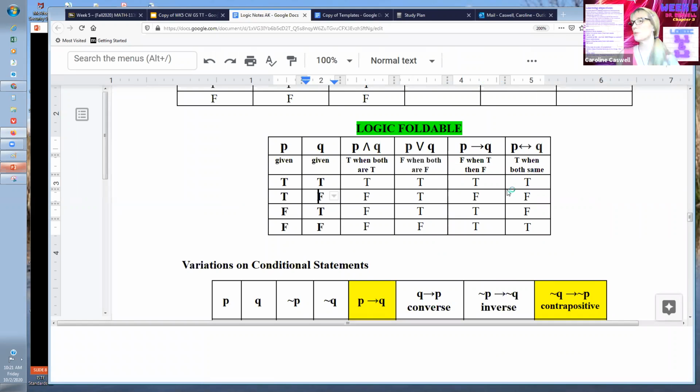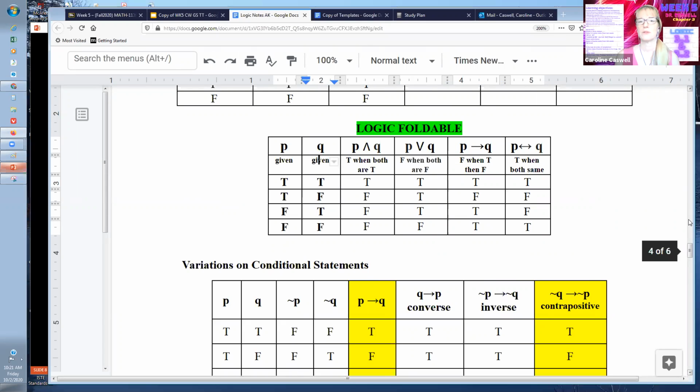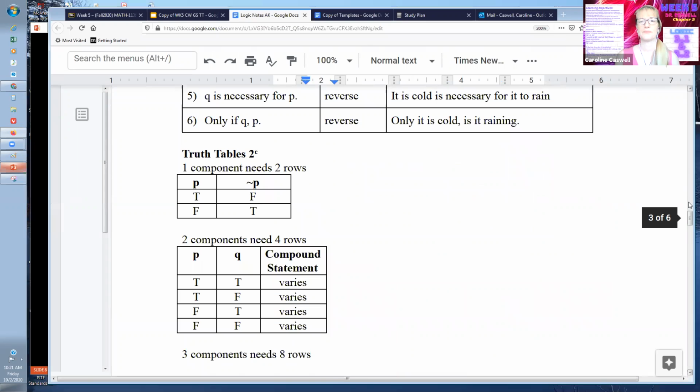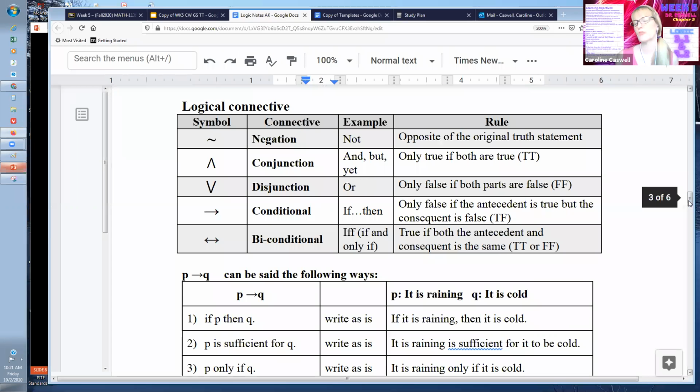So I like this one personally because it has the and, the or, the if-then, and the if and only if all at the same time, right in front of me. The other option you have is the one that looks a little grayer. You can change the colors on it or whatever. But that one is also here for you, written in words. So whatever one works for you is the one you should use.